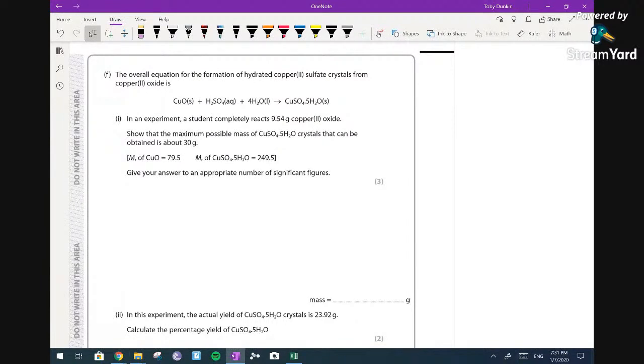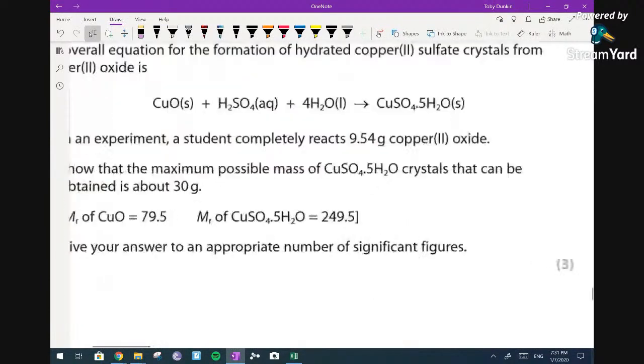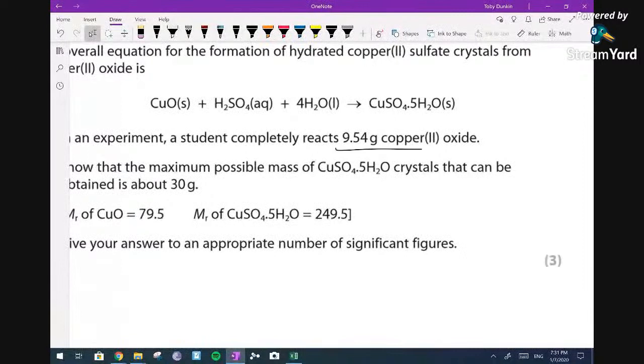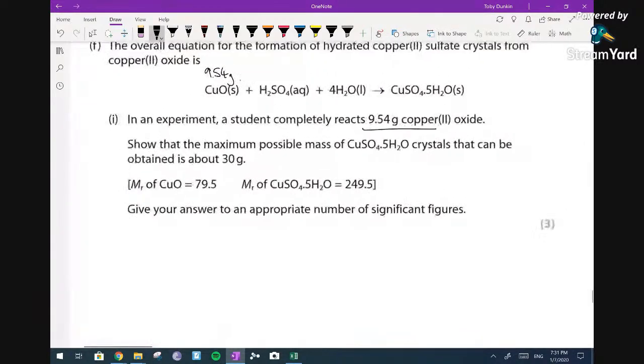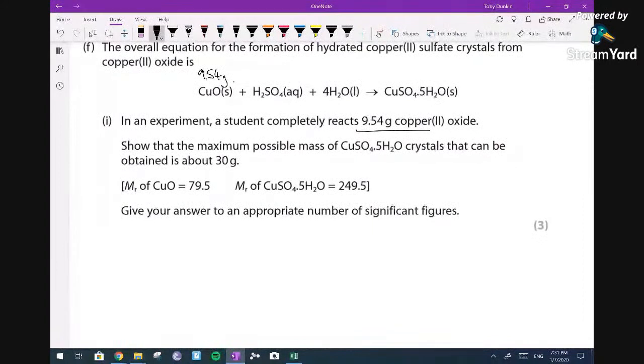In an experiment, a student reacted 9.54 grams of copper oxide. So we're straight into calculations. I'm just going to write that over the top: 9.54 grams. Probably going to drop me into grams over Mr. Show that the maximum possible mass of CuSO4.5H2O crystals that can be obtained is 30 grams. And they've given us the Mrs. Isn't that nice of them? Right, what is the ratio?